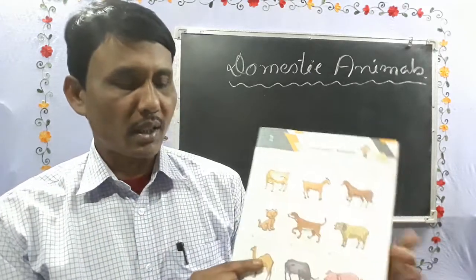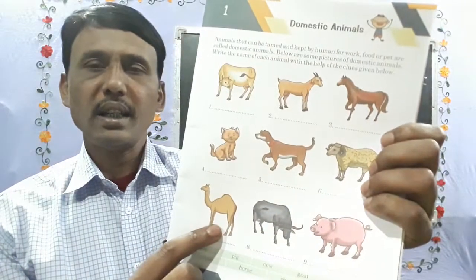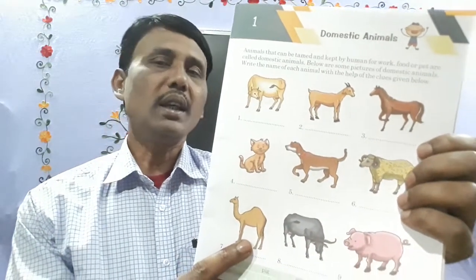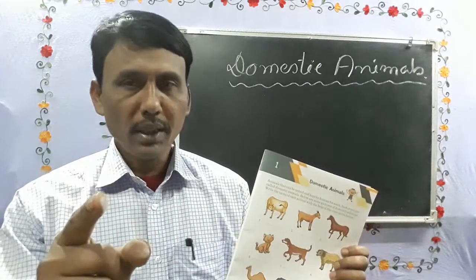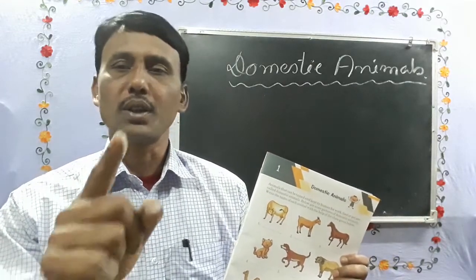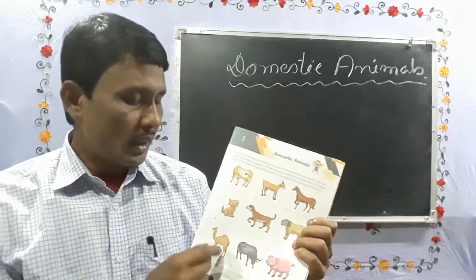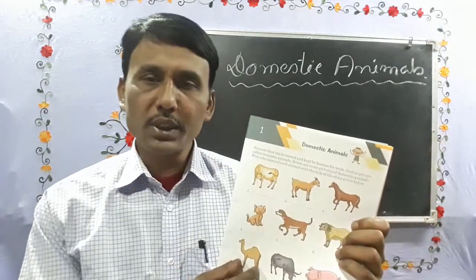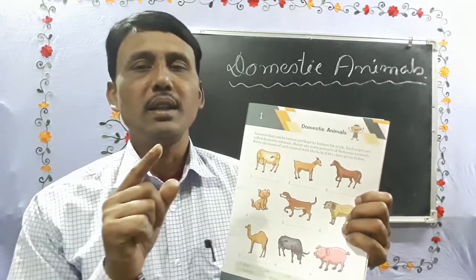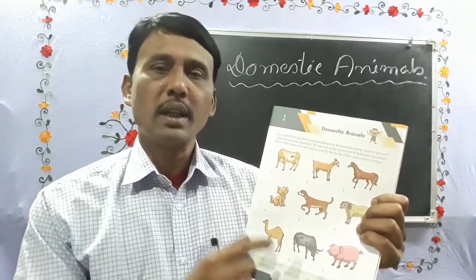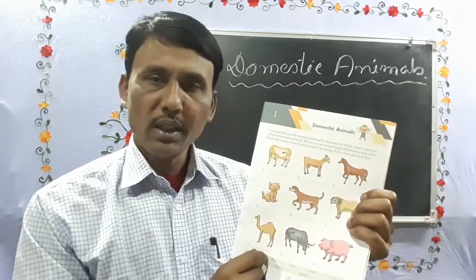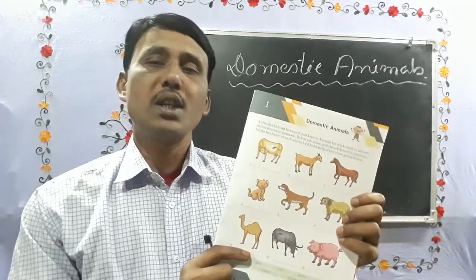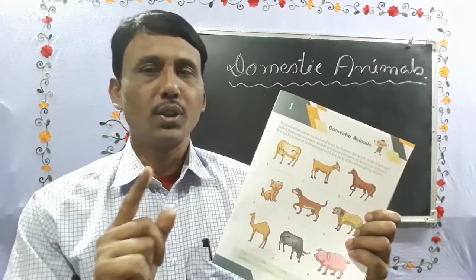Fine. Next picture. Okay, you can see that this is the picture of a camel. So would you please tell me what is the use of the camel? Okay, fine. I am going to tell you. We use it to travel in the desert. We use the camel to cross the desert. Okay. So the camel is called the ship of the desert. Okay. Next.